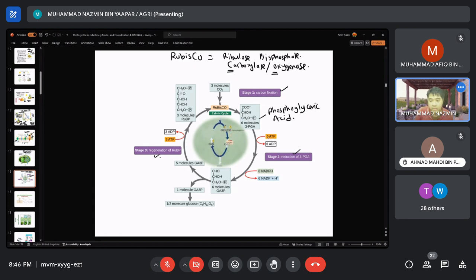Yeah. The thing is, phosphoglyceric acid is not really a sugar precursor. This will undergo phosphorylation. It will be phosphorylated, meaning that phosphate, this P here, is added to it. The moment it has been added with the phosphate from ATP, it will then undergo reduction. So during reduction, it will receive hydrogen from an NADPH molecule. Yeah. At the end of this carbon fixation and then reduction, you will get GA3P. And this is your sugar precursor.